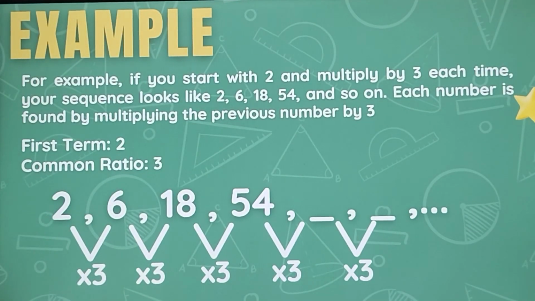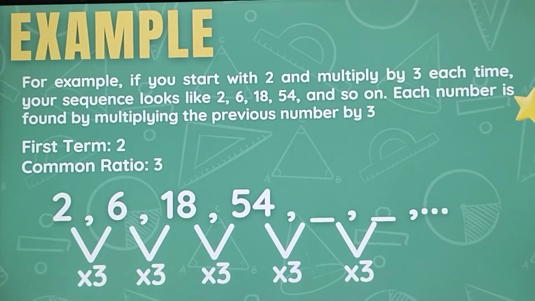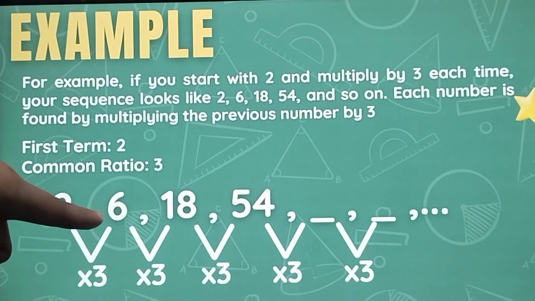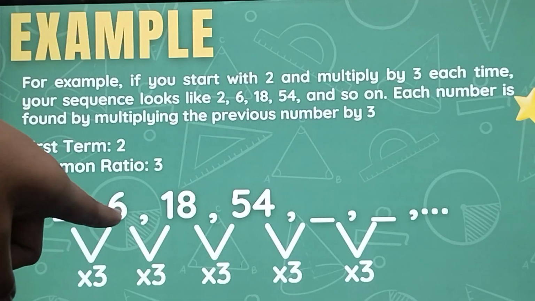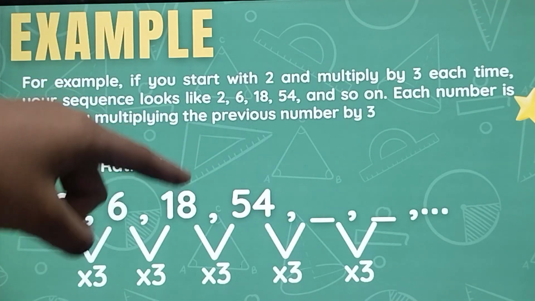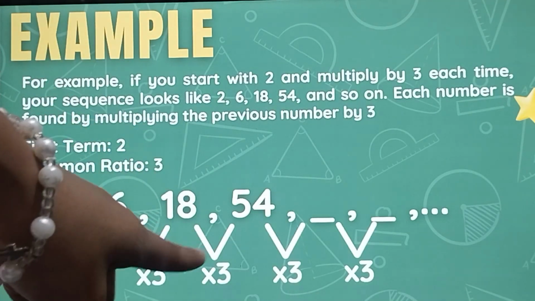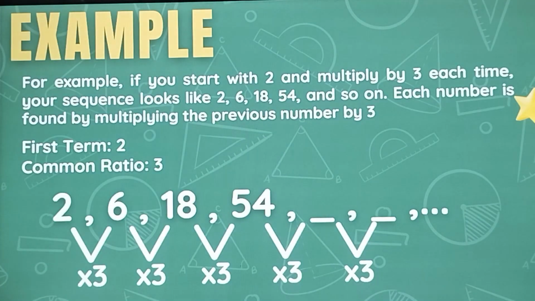For example, if you start with 2 and multiply by 3 each time, your sequence will look like 2, 6, 18, 54, and so on. Each number is found by multiplying the previous number by 3, which is the common ratio. So 2 multiplied by 3 is equal to 6. 6 multiplied by 3 is equal to 18. 18 multiplied by 3 is equal to 54.